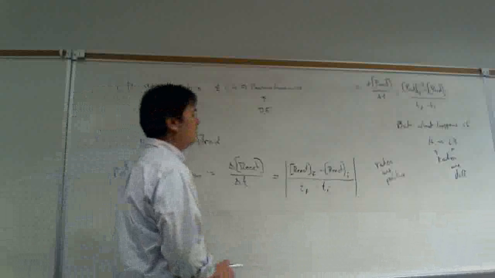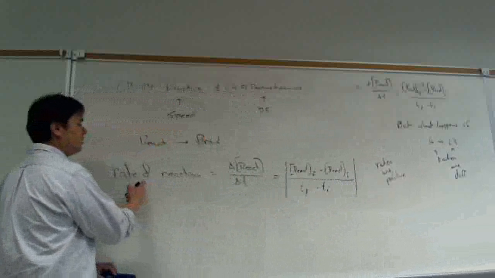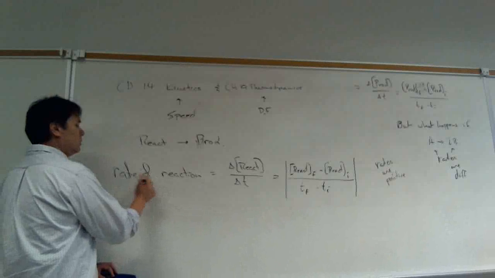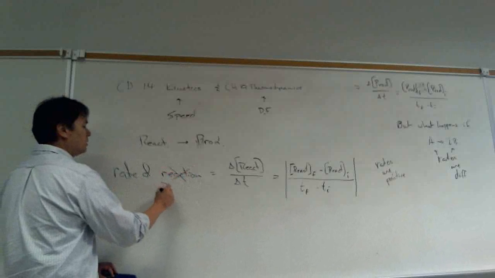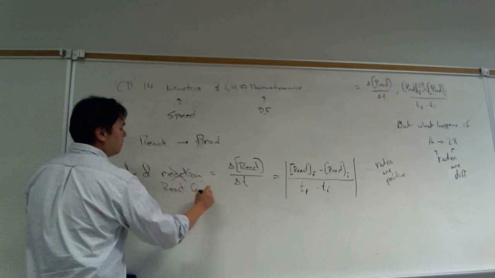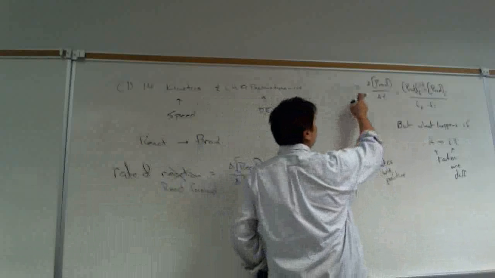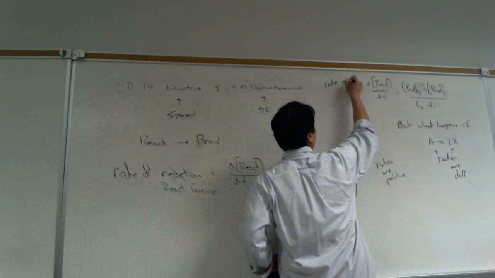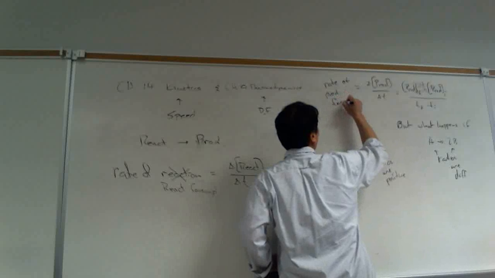And so when we have complications like this, then maybe we shouldn't call this the rate of reaction here. We're going to change this a little bit, and we're going to call this the rate of reactant consumption. And then over here, we shouldn't call this the rate of reaction necessarily. We should call this rate of product formation.